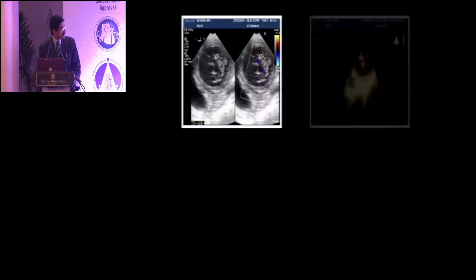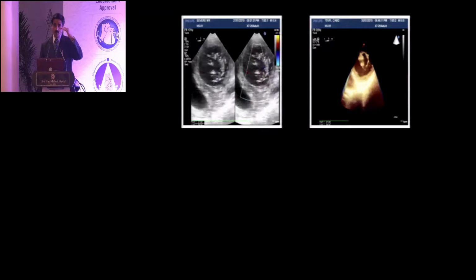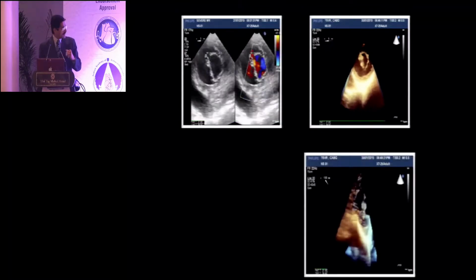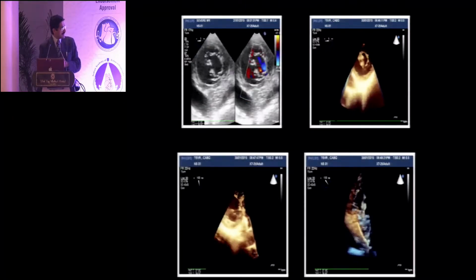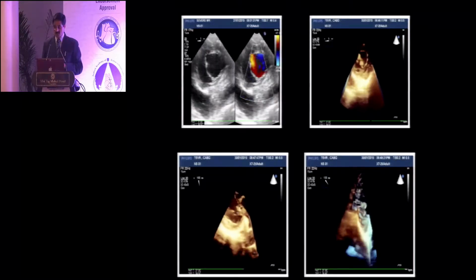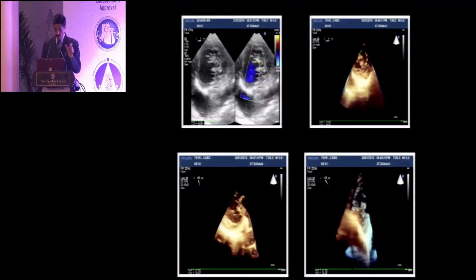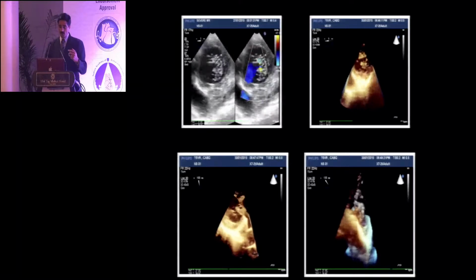Even in the transgastric short axis view, from the basal mitral view to the submitral apparatus, everything can be nicely explained to the surgeons, such as what the caudal line is, and whether there are fused cords or not.